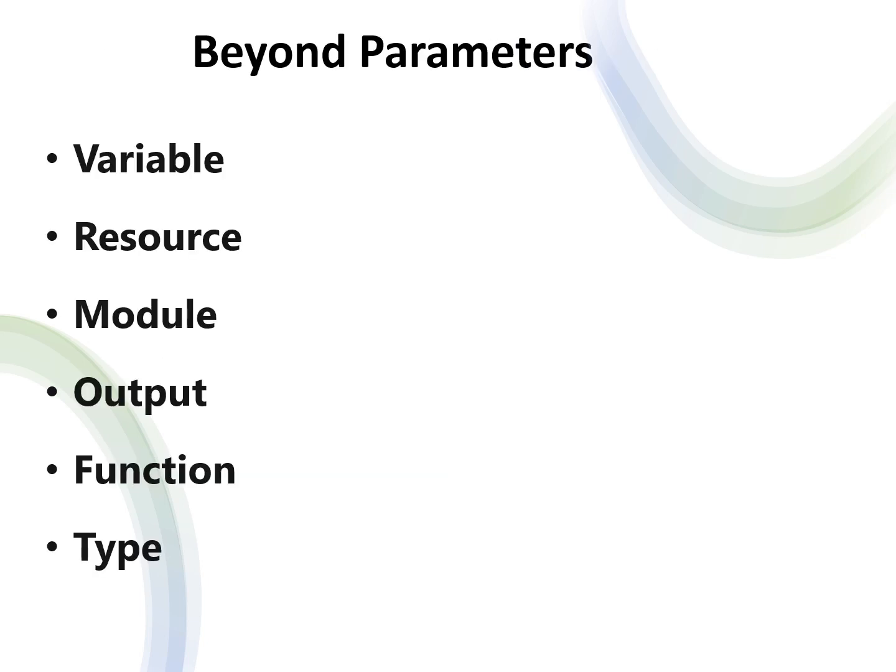In this session, we have focused on using decorators with parameters. While decorators are often used with parameters, you can also use them for other elements in Bicep, such as variable, resource, module, output, function, and type. As we follow along in this learning series, we will have more opportunity to explore some of these concepts. Stay tuned and follow through the learning series.